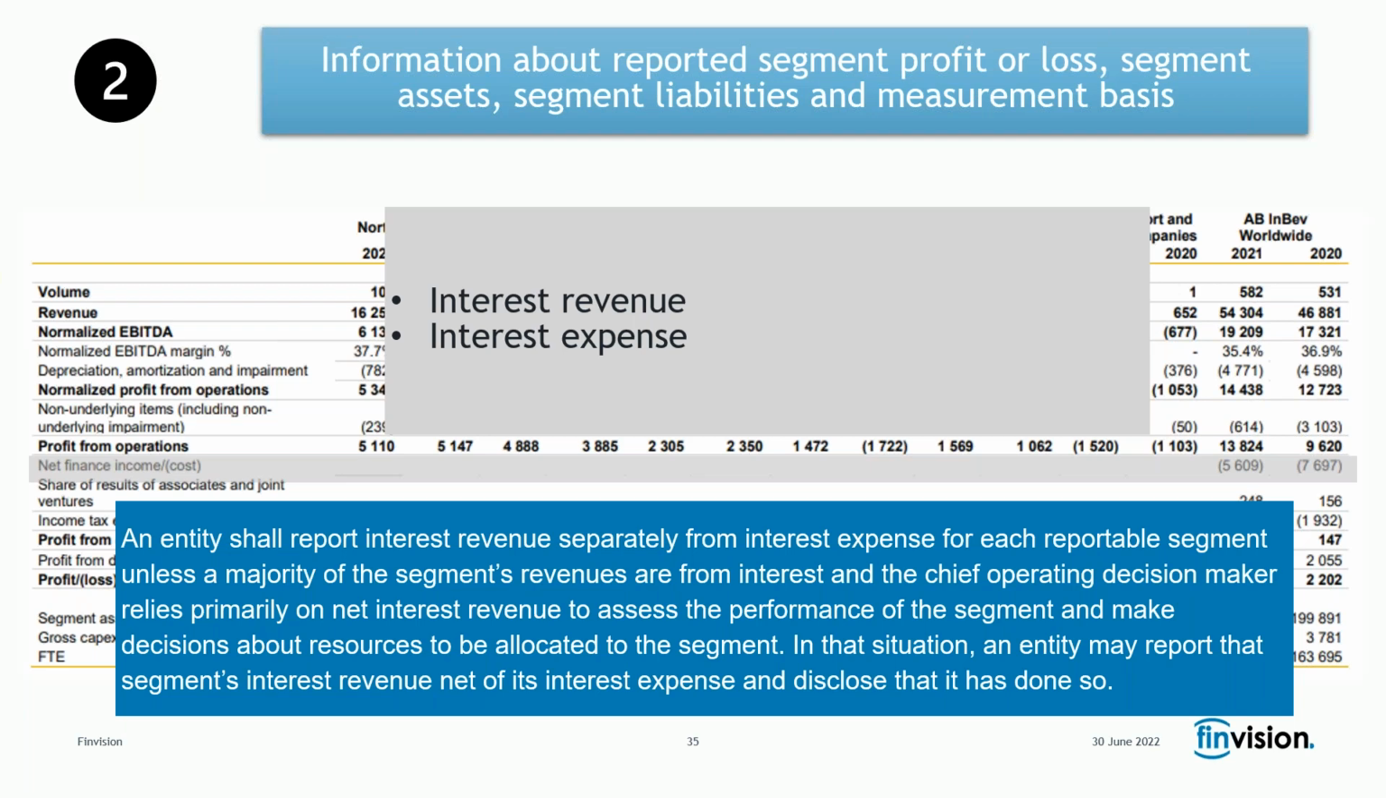Also important for interest revenue and expense. This is probably important for financial institutions, but you should report the interest revenue separately from interest expense, unless a majority of the segment revenues are from interest. Very often this can only be a financial institution, where a lot of the revenues of a certain segment are primarily from interest, and the chief operating decision maker relies on the net interest revenue to assess the performance. So this is the little exception when you don't need to split interest revenue and expense.